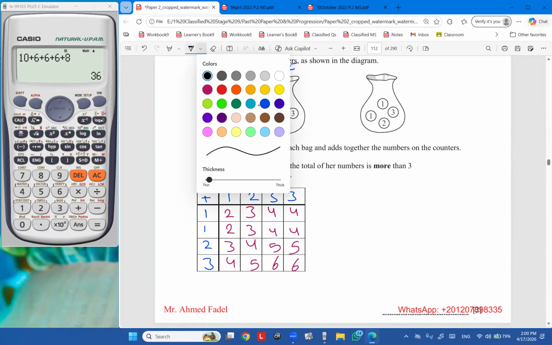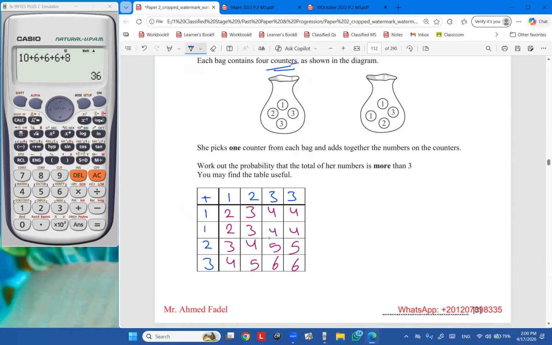So they said it is more than 3. So I need to take this 1, 2, 3, 4, then 5, 6, 7, 8, 9, 10, 11. So I got 11 numbers out of what? The probability that the total of her number is more than 3. I got 11 numbers out of 4 by 4, which is 16. So 11 out of 16 is the final answer.